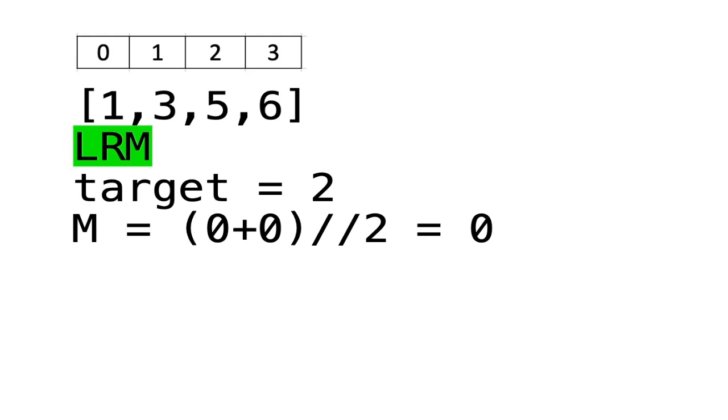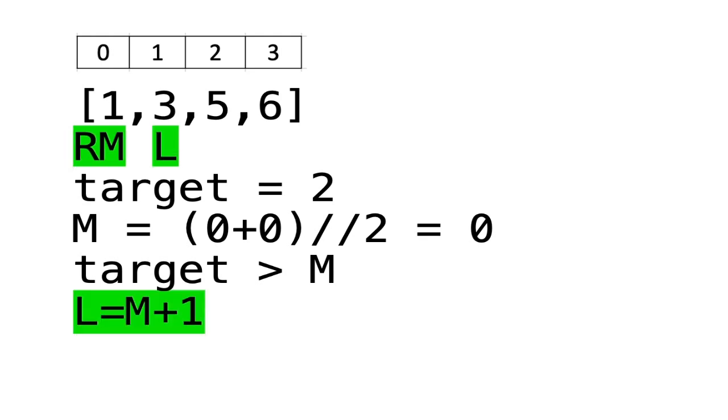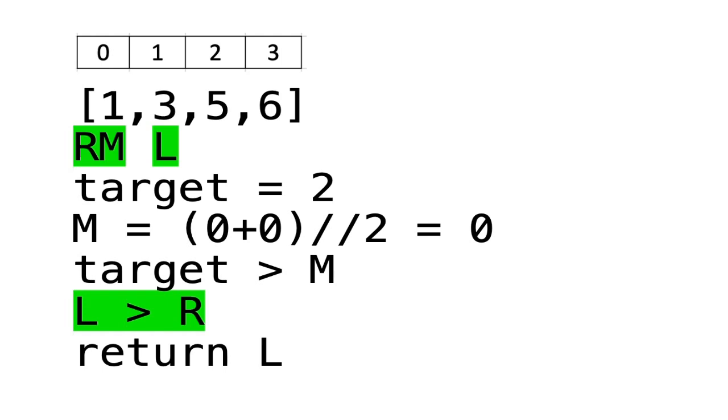Now target is greater than middle pointer. Since the target is greater than the middle pointer, we are shifting the L position after the middle pointer, which is L is equal to m plus 1. Now we see that L is greater than R. So we will break the loop and return L, which is index position 1. I hope the approach is clear.